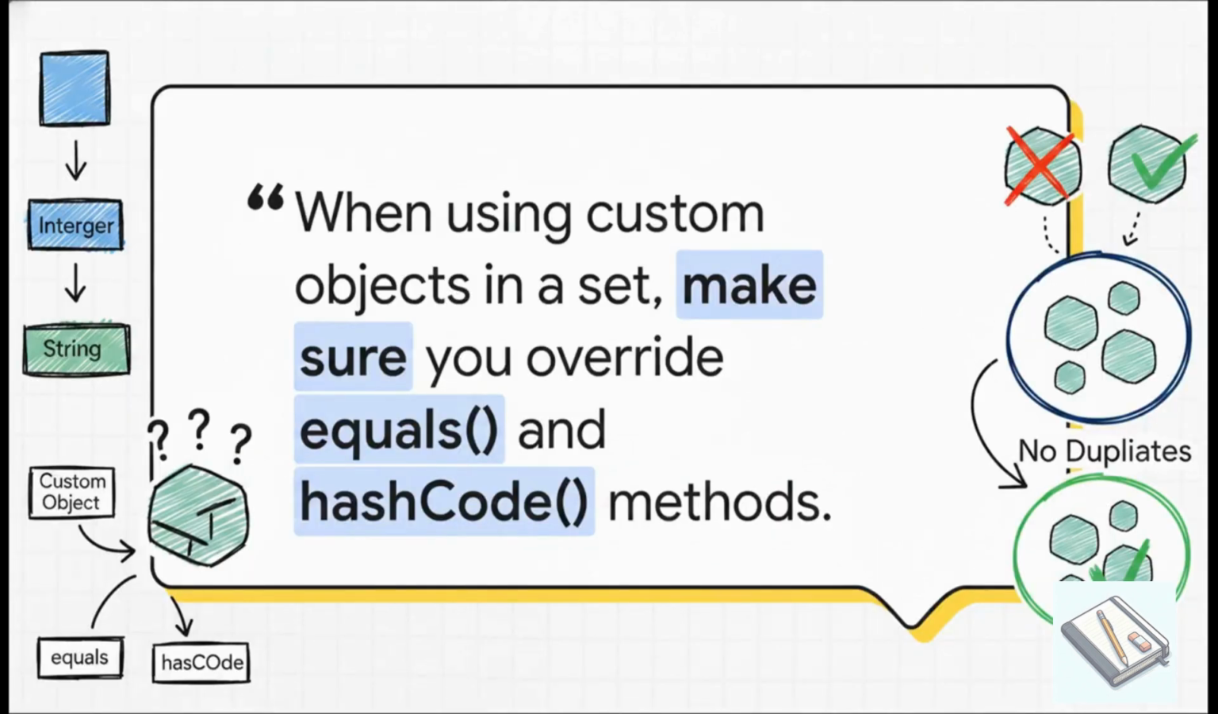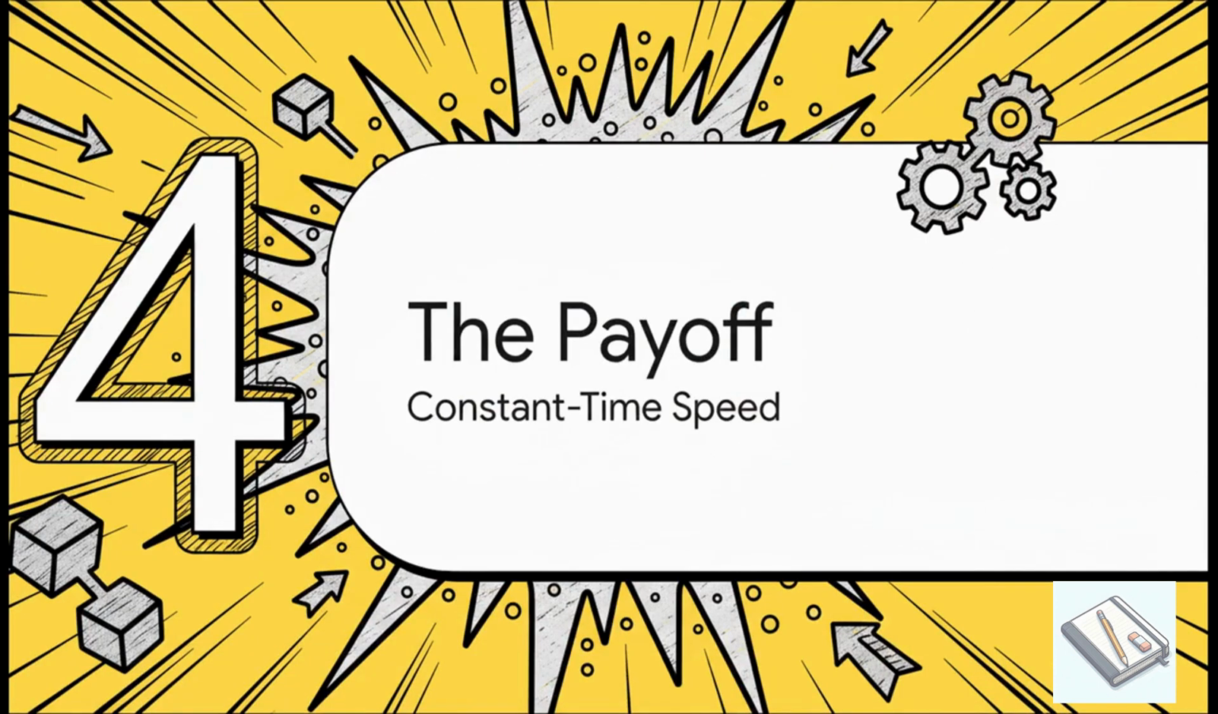Now, for things like integers and strings, Java handles all this for you. But, and this is a big but, if you're using your own custom objects, you have to write the rules. It is absolutely critical that you override both the equals function and the hashCode function. There's a contract. If 2 of your objects are equal, they must return the same hashCode. If you break that contract, the hash set gets confused and you'll end up with those duplicates you were trying to prevent.